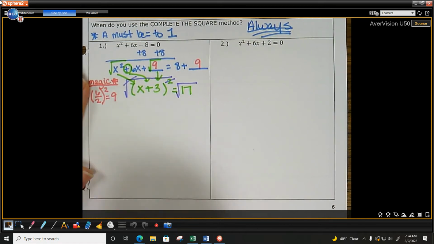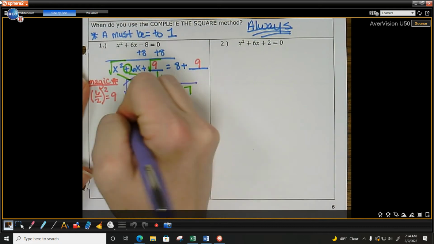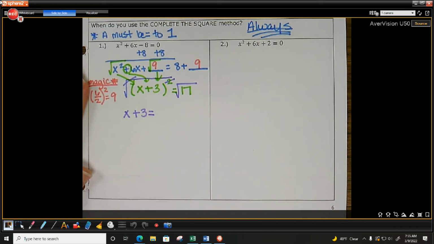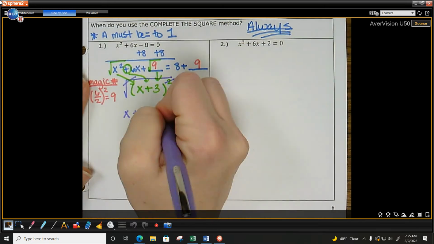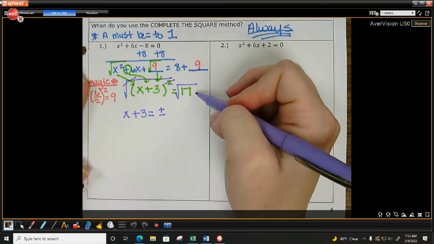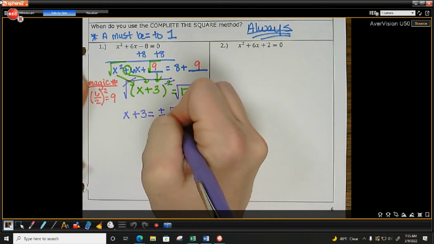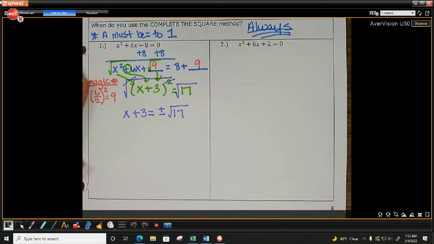So now this is x plus 3 equals, what did we remember about the square root method that we just learned? What needs to always go in when you square root? So it's going to be plus minus. Can 17 be simplified? Sorry, the square root of 17? 17 is prime, so it's just going to say square root of 17. We okay with that?